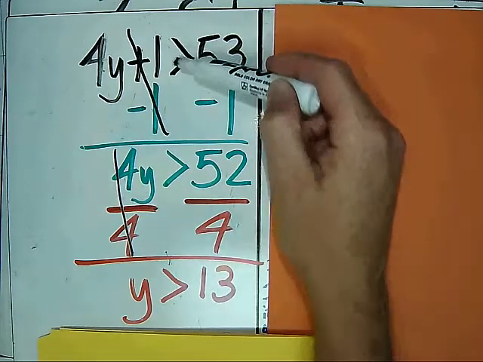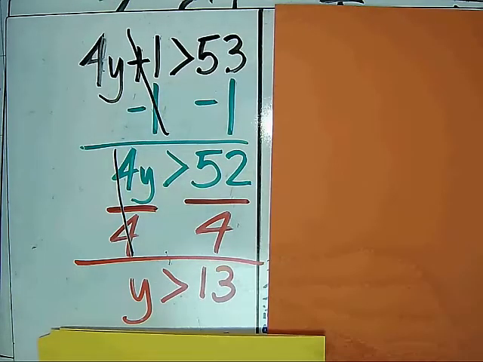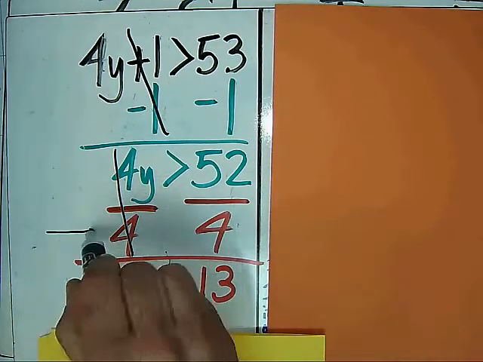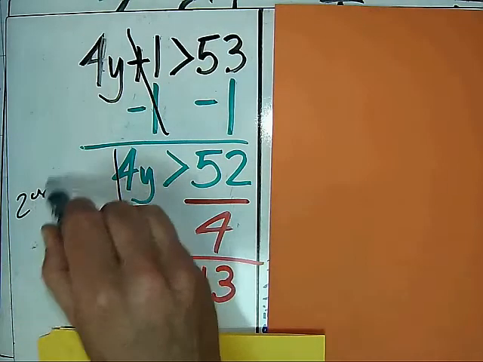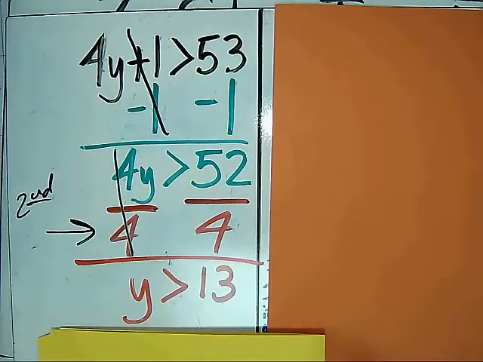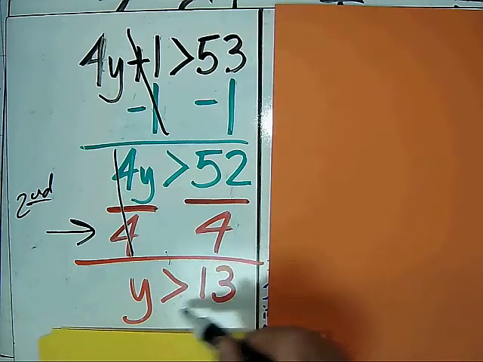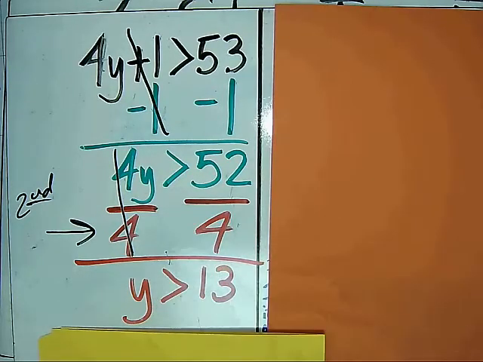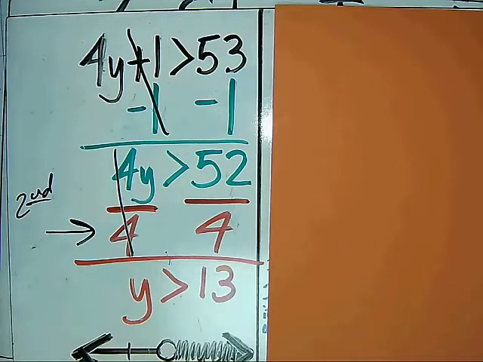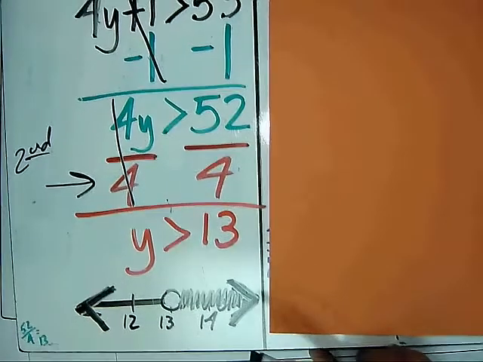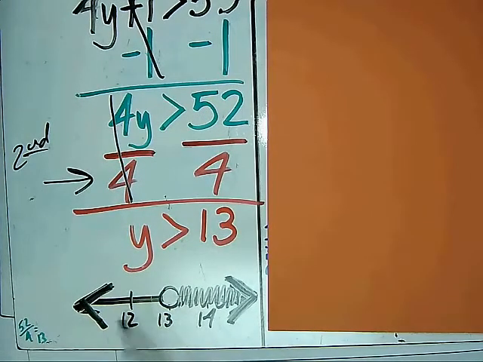Again, it stays greater than all the way through. There's no reason to flip it. Nothing is negative, and it would have to be in this second step if there was going to be something negative to make this sign flip. Okay, and the graph of it, it's going to be an open circle because there's not an or equal to, and you're going to shade to the greater side. Y is greater than 13, so it would look like this. Got 13, put one number on each side, open, shade to the greater side.